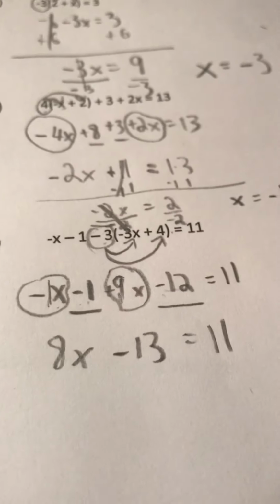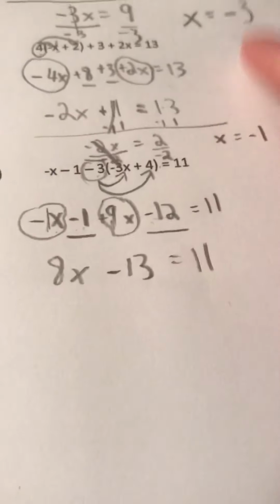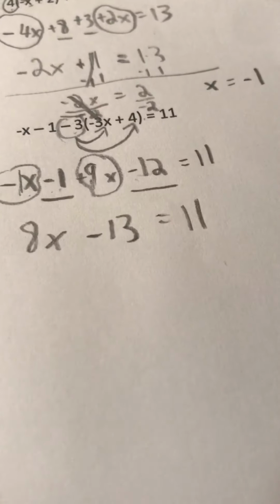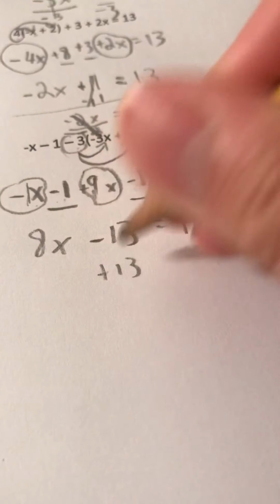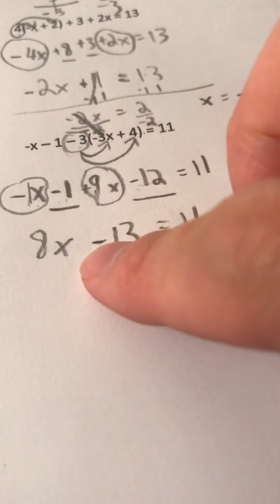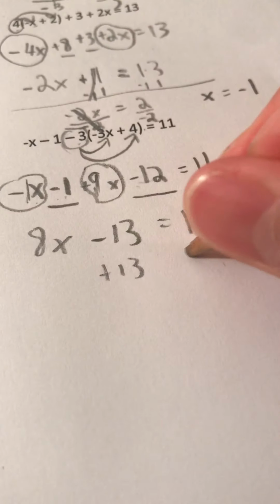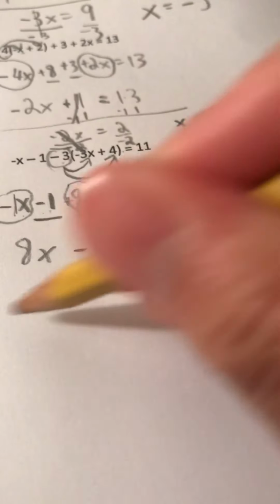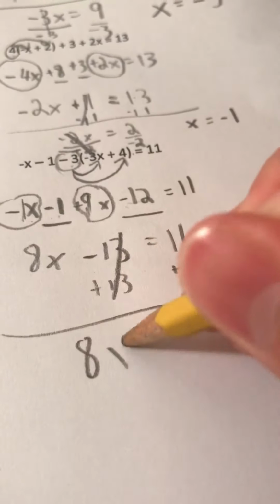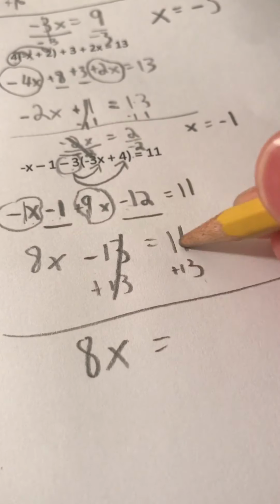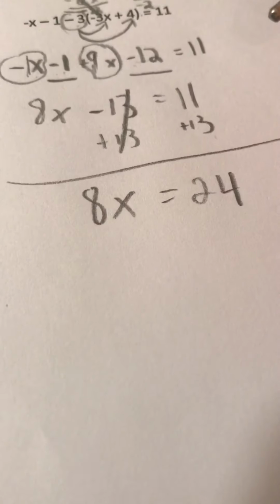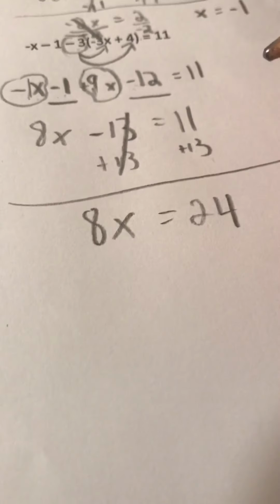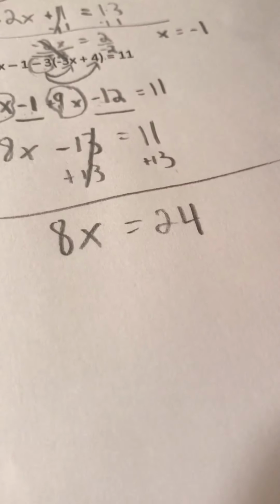Now it's a simple 2-step equation. Get the variable by itself. First, let's eliminate this constant by doing the opposite. Opposite of -13 is +13. What I do to one side, I do to the other. These 13's cancel out, leaving just the 8x, okay? On this side, 11 plus 13 is 24. Name of the game, get that letter by itself. Dang it, why did I say letter? Name of the game is get the variable by itself.